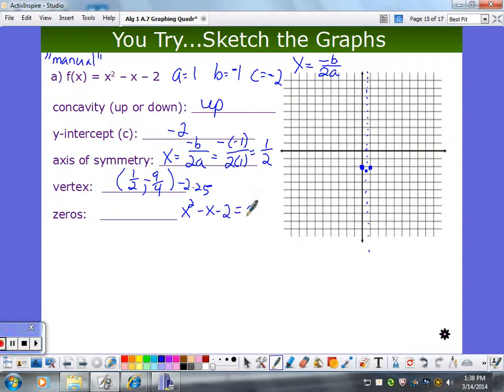Plug in. You're not going to plug in. You got to do some factoring, my friend. Two numbers that multiply to negative 2, but add to negative 1. It's 2 and 1. This has got to be negative, this has got to be positive. So when x minus 2 equals 0, x equals 2, and when x plus 1 equals 0, x equals negative 1. So I go to negative 1, I go to 2.